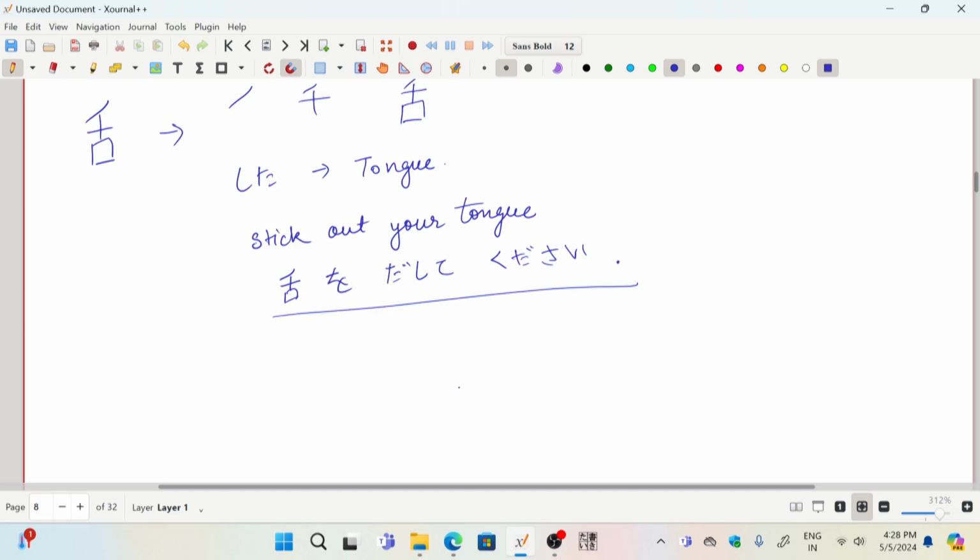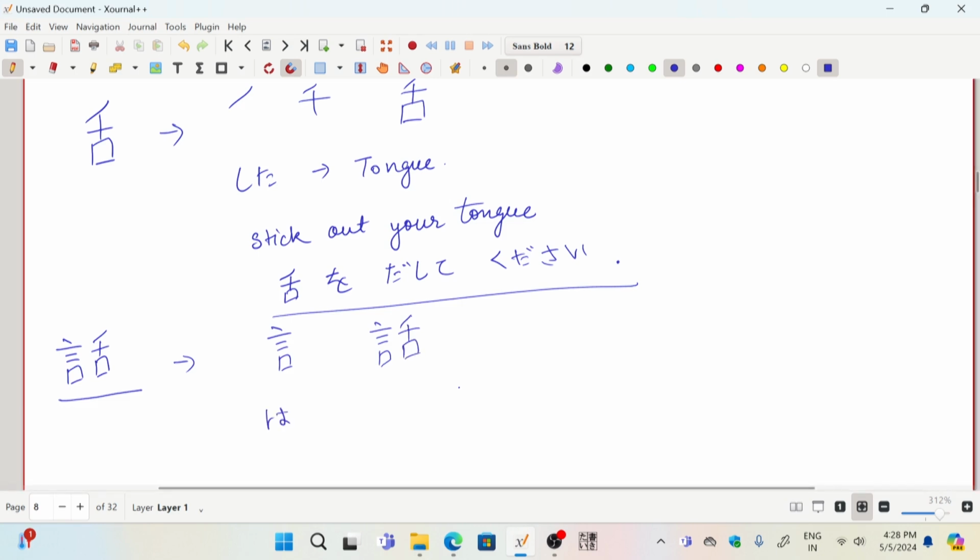Next kanji we are going to do is the kanji of hanashimasu. Iimasu and the kanji of shita, if we club it together, it will be hanashimasu. Hanashimasu means to speak or to talk.